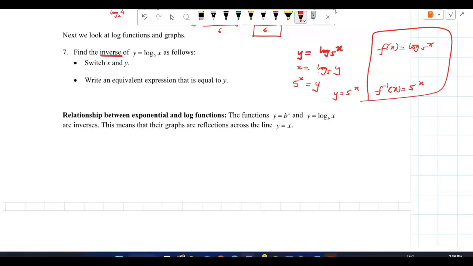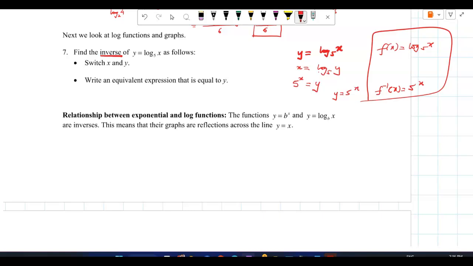So the inverse of a log function is exponential, and the inverse of an exponential function is log. So the inverse is the opposite? Inverse is not opposite. Inverse is inverse. It will undo the action. Basically, the inverse of a log function would be the same function in exponential form, and if you convert that back, it would be log. Okay, the relationship between exponential and log functions.